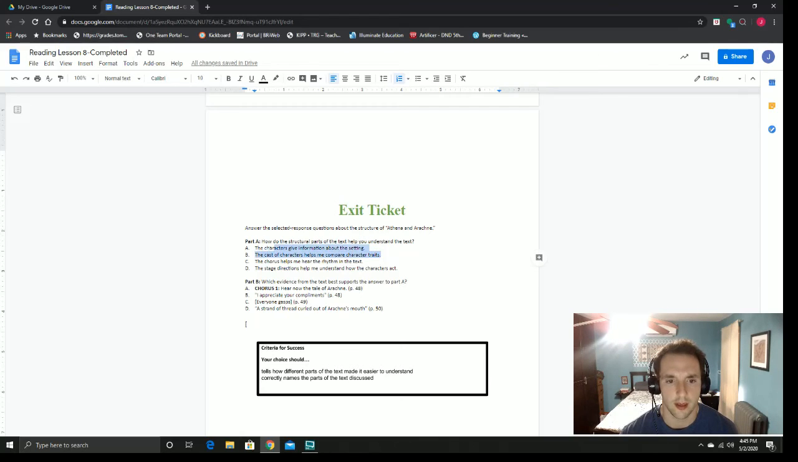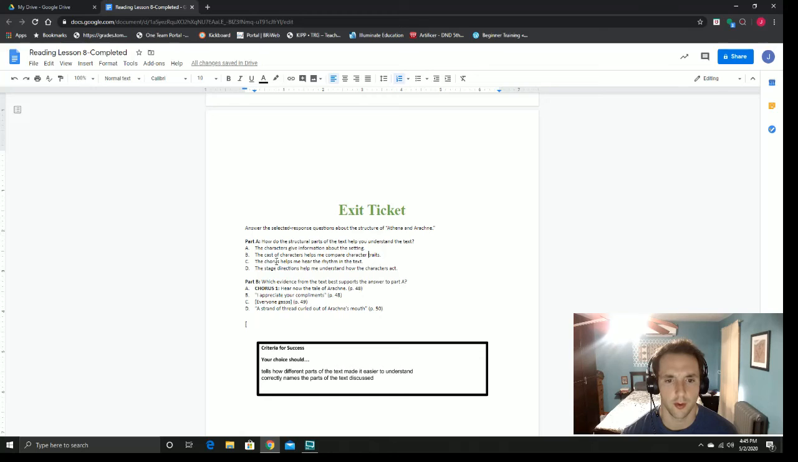Okay. The cast of characters helps me compare character traits. Now, this is interesting because some of the characters do, like Athena says Arachne is being boastful, or she is being proud. But we don't really see any descriptions or any other characters talking about Athena and how she is. And so the cast of characters might help us see character traits, but we're not given a chance to compare them and see what is similar and different about the characters. So this makes a little bit of sense, but not that much.